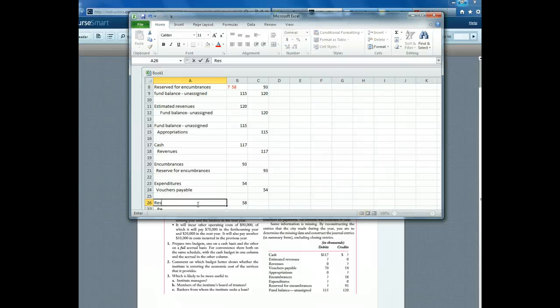Reserve for encumbrances. And then encumbrances. That's when the purchase order has come in and we're clearing it out. An encumbrance basically holds that money and it commits it to be used for that purchase order. Once it comes in, we're going to zero that out.